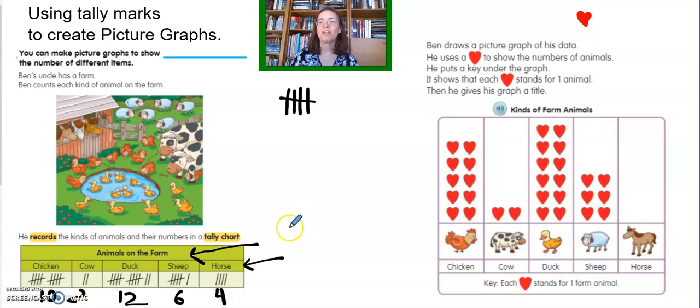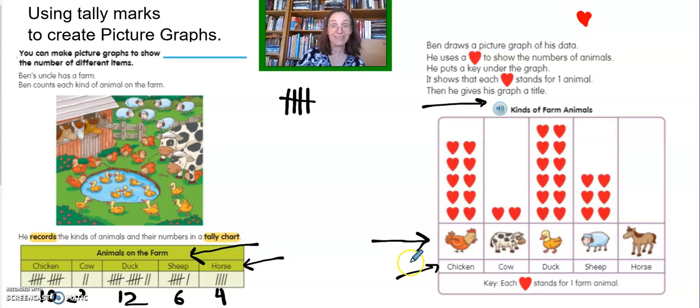Then Ben came over and drew a picture graph of his data. You can see his title here. You can see his groups and their labels here. He kind of did double duty. He wrote both their name and the picture. That's to help friends who maybe are struggling with their reading a little bit. Great idea. And then down here you'll notice he used a key, and he says that each one of these hearts stands for one farm animal.